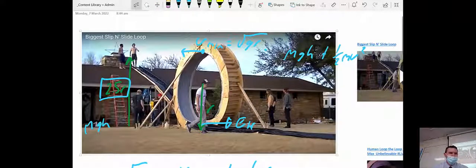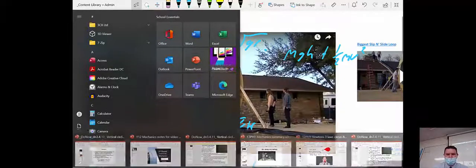Well, there's only so high your roof can be, right? Like, they had fun before.